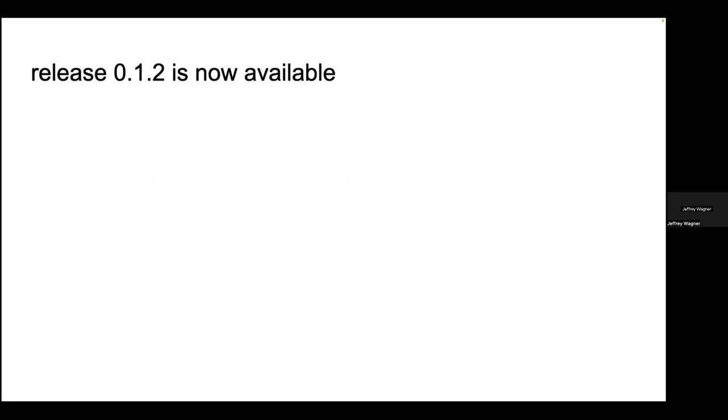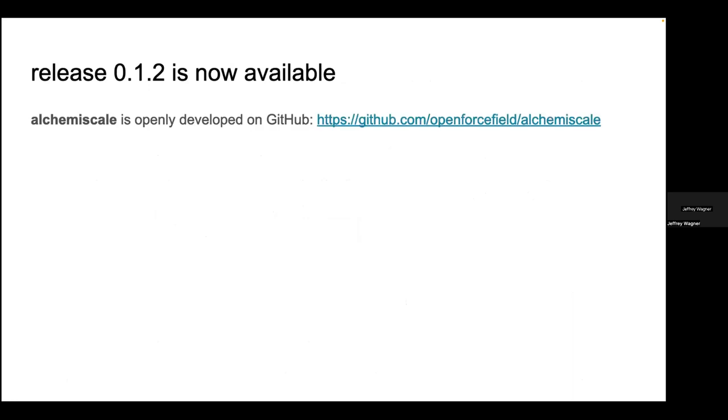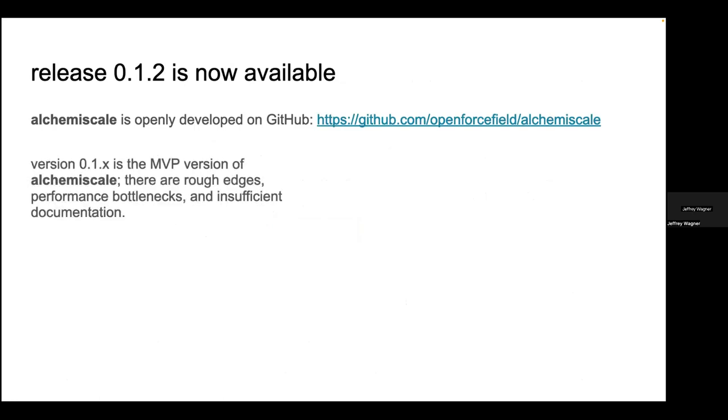So release 0.1.2 is now available. Alchemiscale is a fully open source project. It's openly developed on GitHub, you find it here. The version 0.1x series is the MVP version of Alchemiscale.